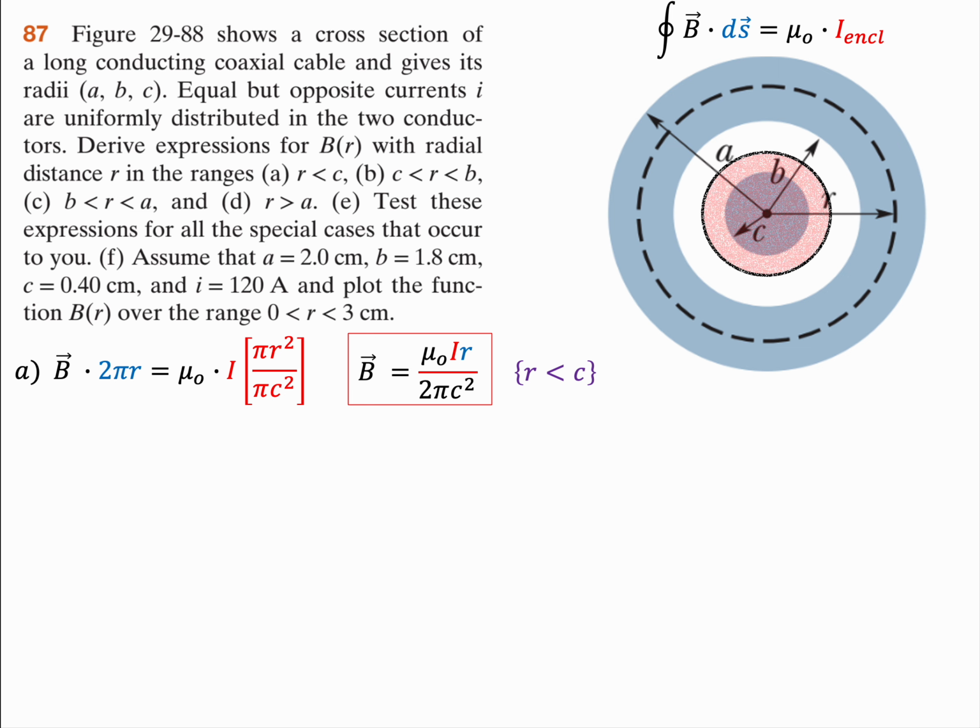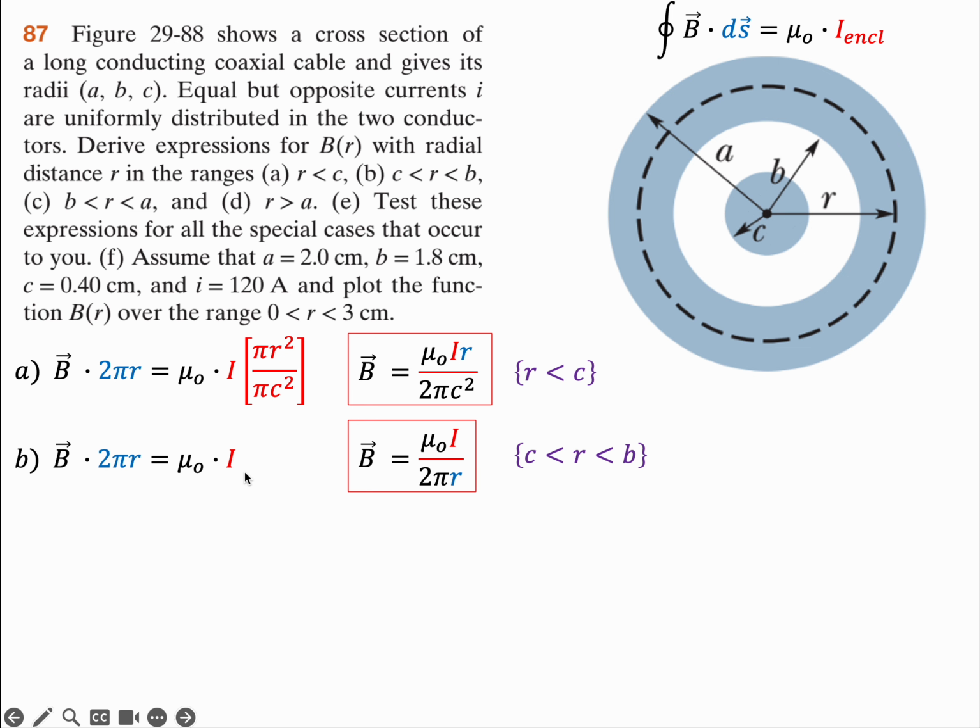What about in between? Well, here, that Gaussian surface is going to include all of the current in that inner conductor, which is I. So solving it, this one's actually easier. Gaussian surface still has a radius of r. Current now is I, and so that simplifies down to this expression. So for r between C and B, it's given by this.